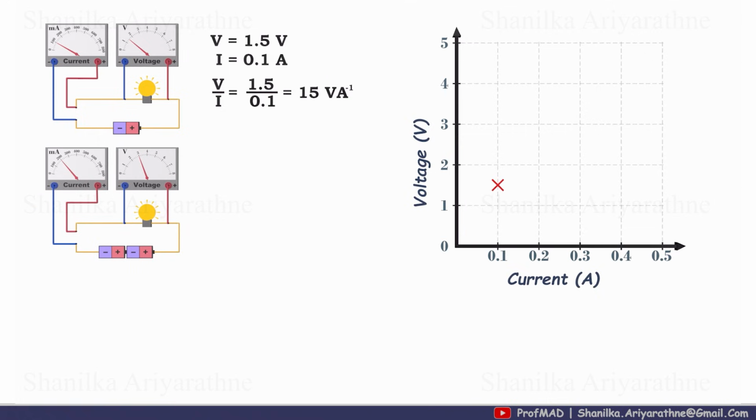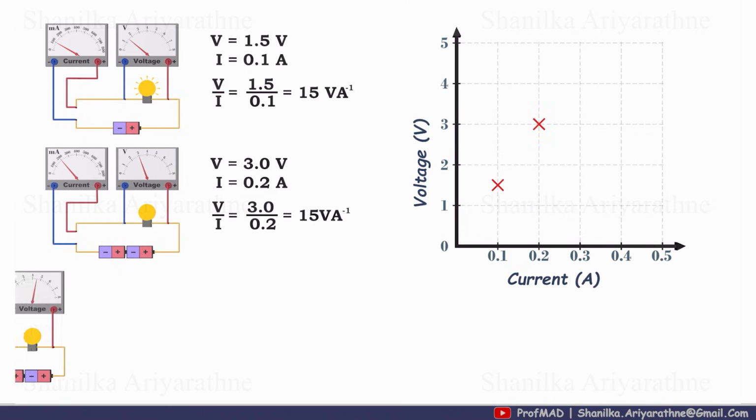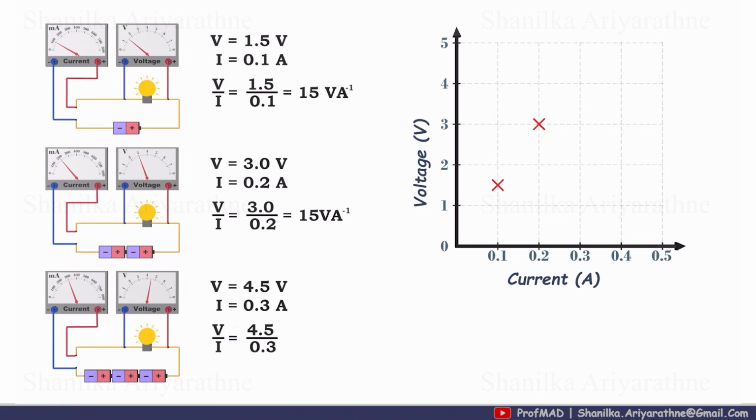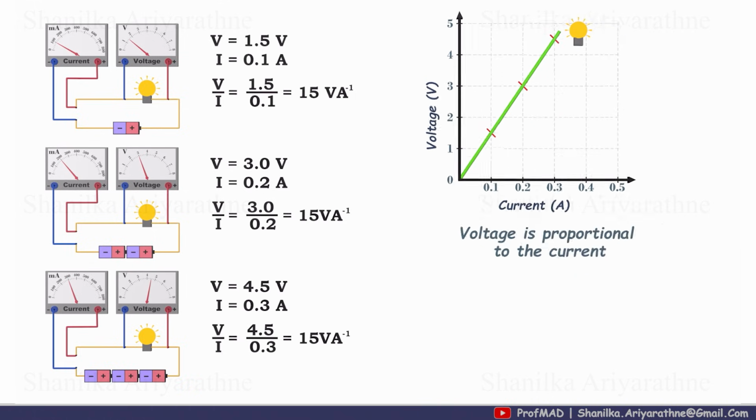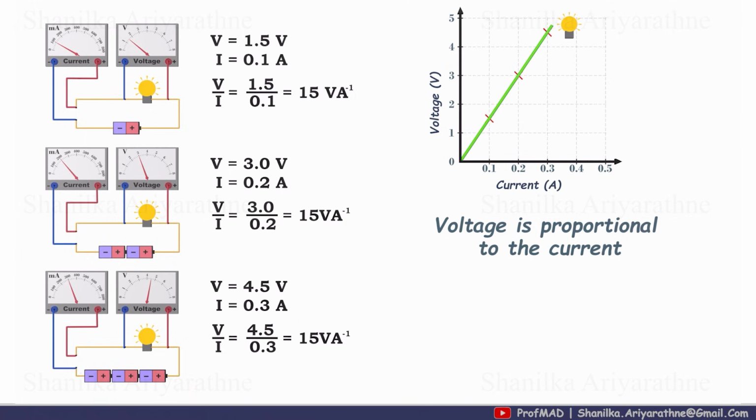Now, let's add another battery to the circuit and measure again. Notice what happens. Both the voltage and the current increase. But when we calculate the ratio again, it's still the same, 15. Mark that new point on the graph. If we keep adding more batteries and recording the results, we'll get several points lined up in a perfect straight line. This straight line tells us something really important. The relationship between voltage and current is proportional.